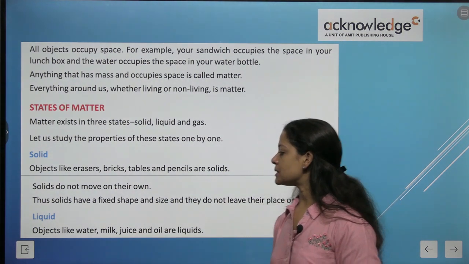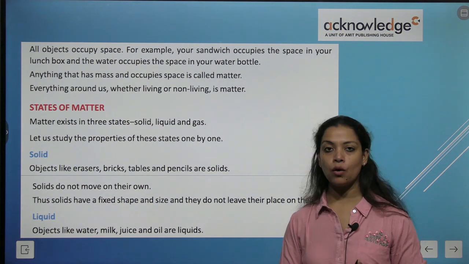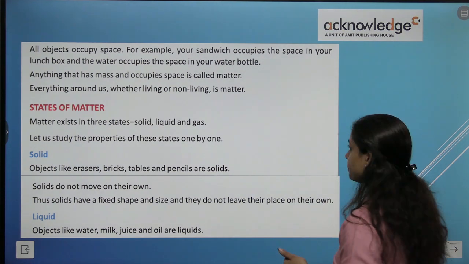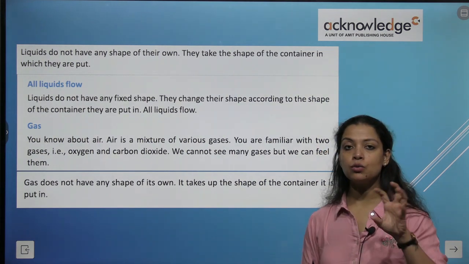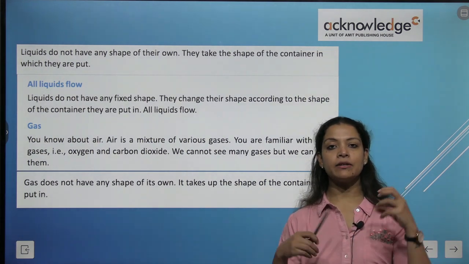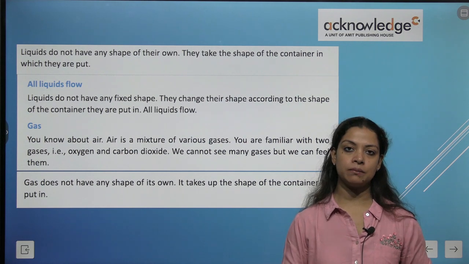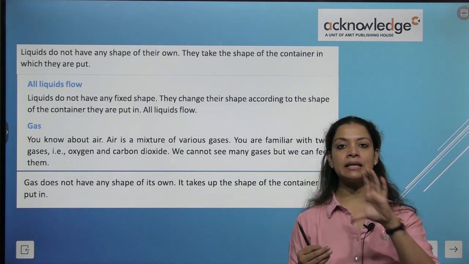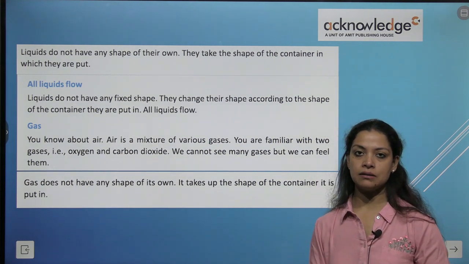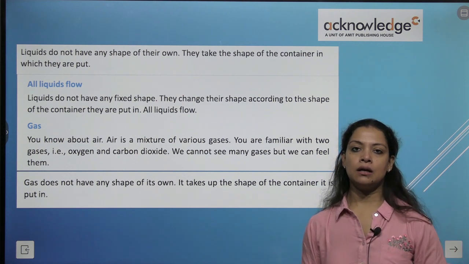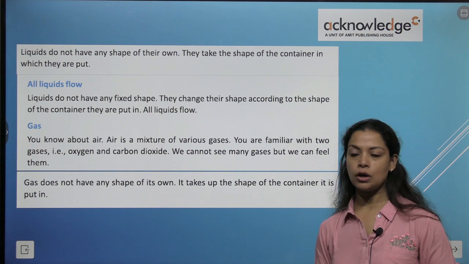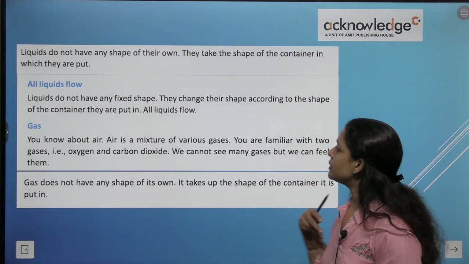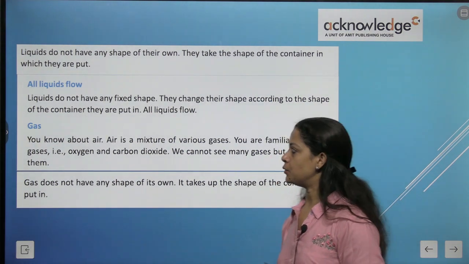Now liquids: objects like water, milk, juice and oils are liquids. They do not have any shape of their own. उनका खुद का कोई shape नहीं होता. आप liquid को जिस चीज में डालेंगे वो उसका shape ले लेता है. You pour milk in a glass, it will take the shape of the glass. You pour juice in a tall glass, it will take the shape of the tall glass. So they take the shape of the container they are put into.